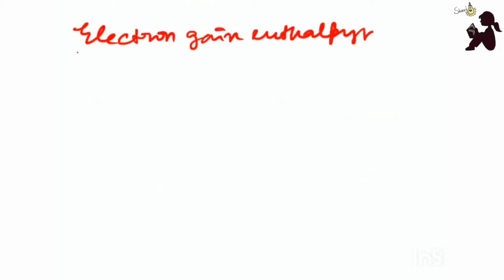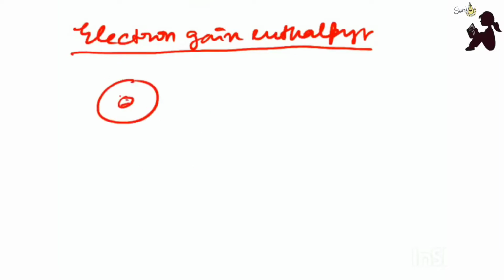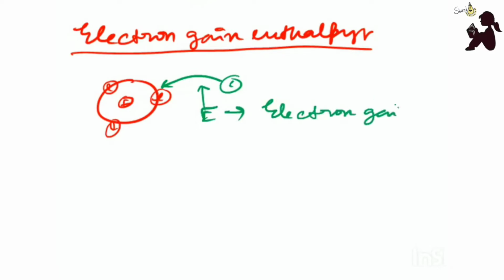Now, electron gain enthalpy. In electron gain enthalpy, we have to first remove a confusion. First let us see what electron gain enthalpy is. That is the opposite case of ionization enthalpy. Suppose there are 3 electrons in the outer orbital. Now, from outside, we have to include an electron. For that, we have to give some energy. That energy is called electron gain enthalpy, in simple terms.